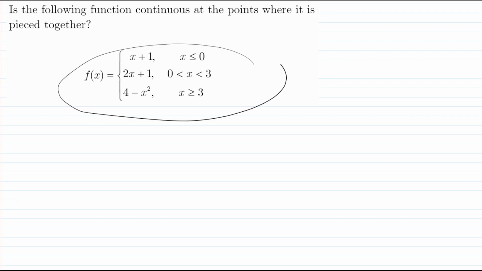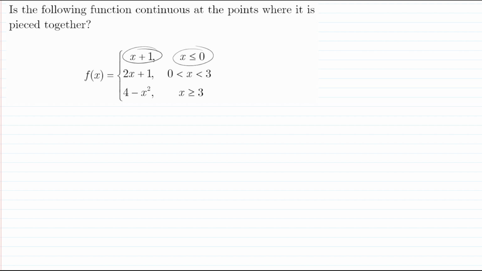We have a piecewise function here that has 3 pieces. We're using f of x equals x plus 1 when x is less than or equal to 0. We're using f of x equals 2x plus 1 when the x values are between 0 and 3. And we're using f of x equals 4 minus x squared when the x values are greater than or equal to 3.